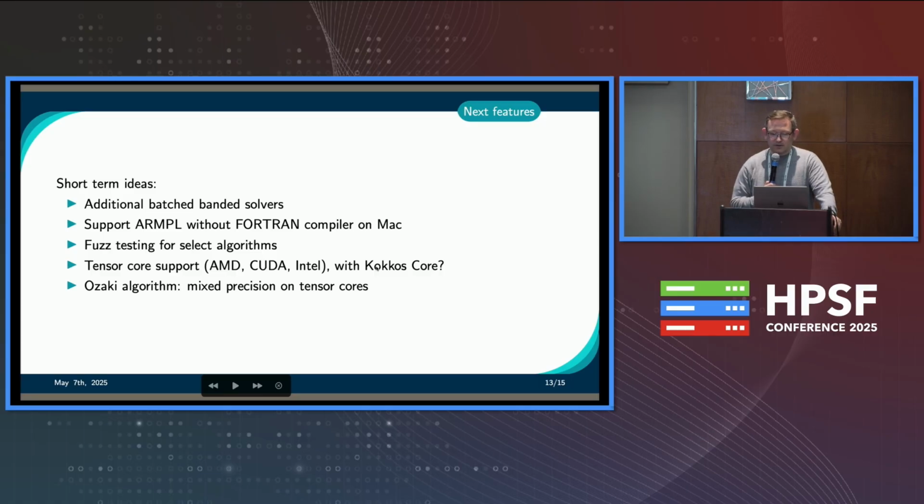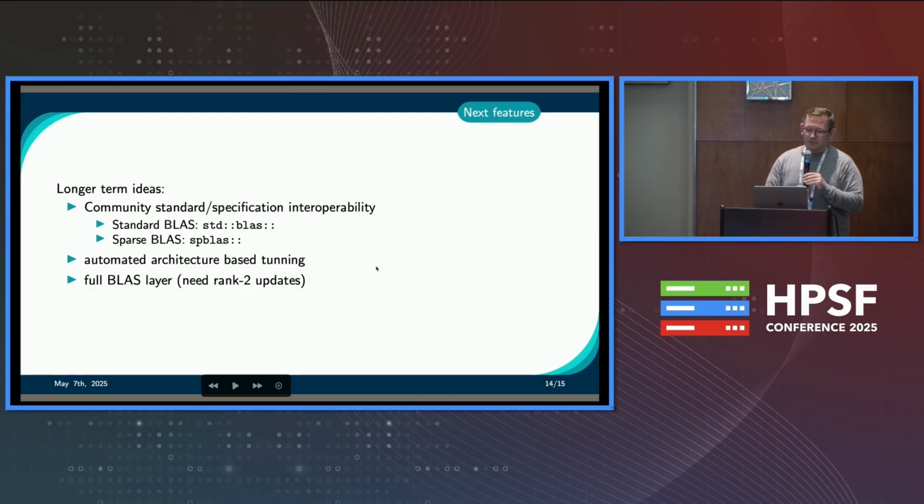More tensor core support. We'll see if we do that just at the level of Kokkos-Kernels. Once we have something fleshed out, we might talk with the Kokkos core team and see how we can potentially have it in Kokkos-Kernels or Kokkos core. And we're looking at what is called the Ozaki algorithm, which allows you to do mixed precision on tensor core. And mixed precision itself is a little bit of a misnomer. You can even use tensor core for integer types and recover floating point values out of it. So that's coming soon.